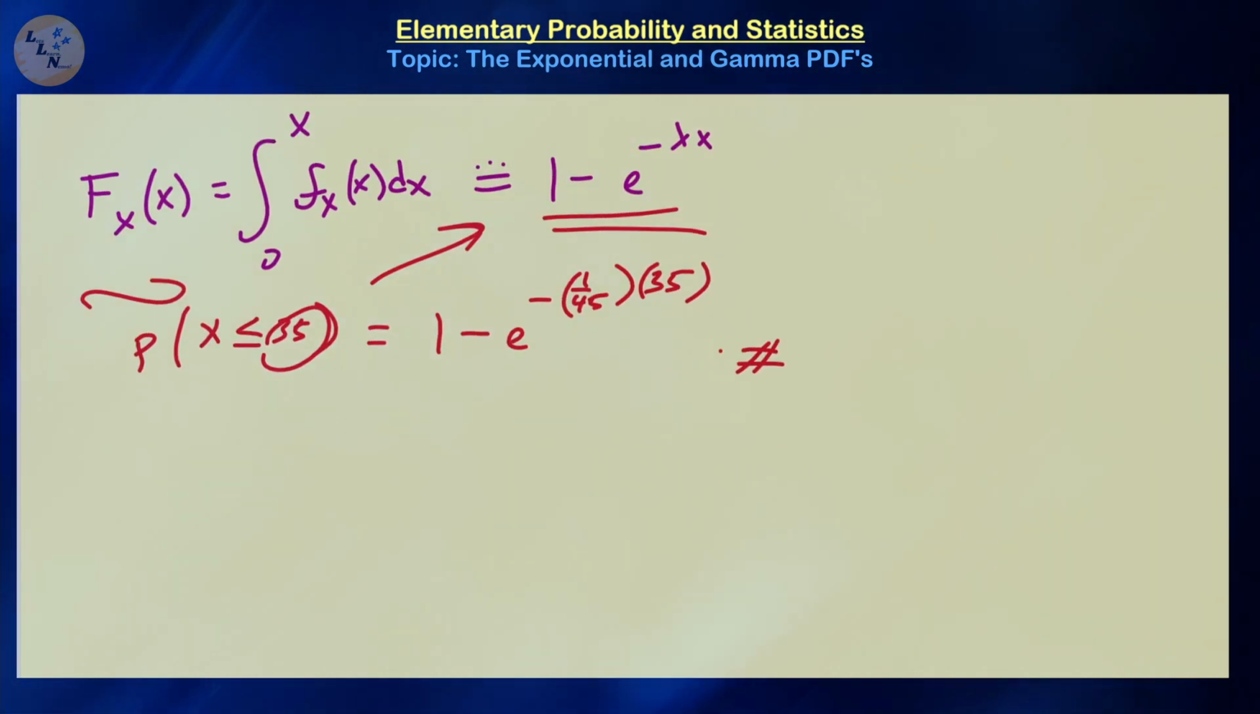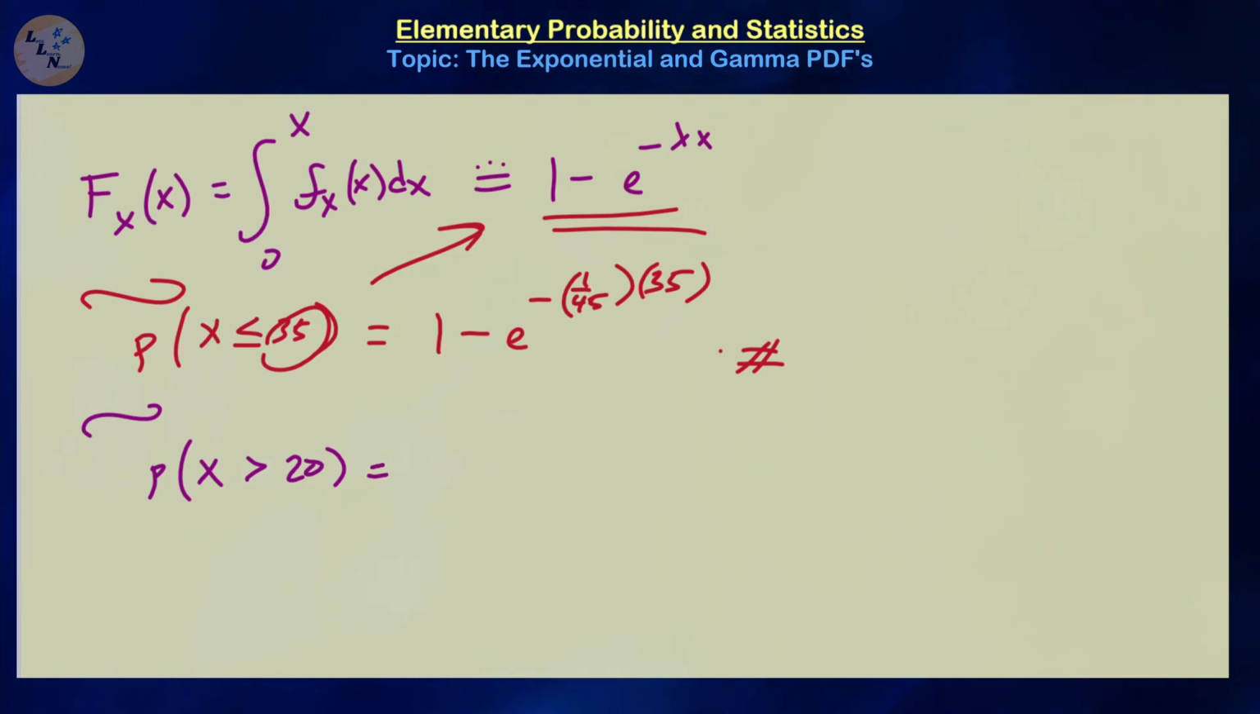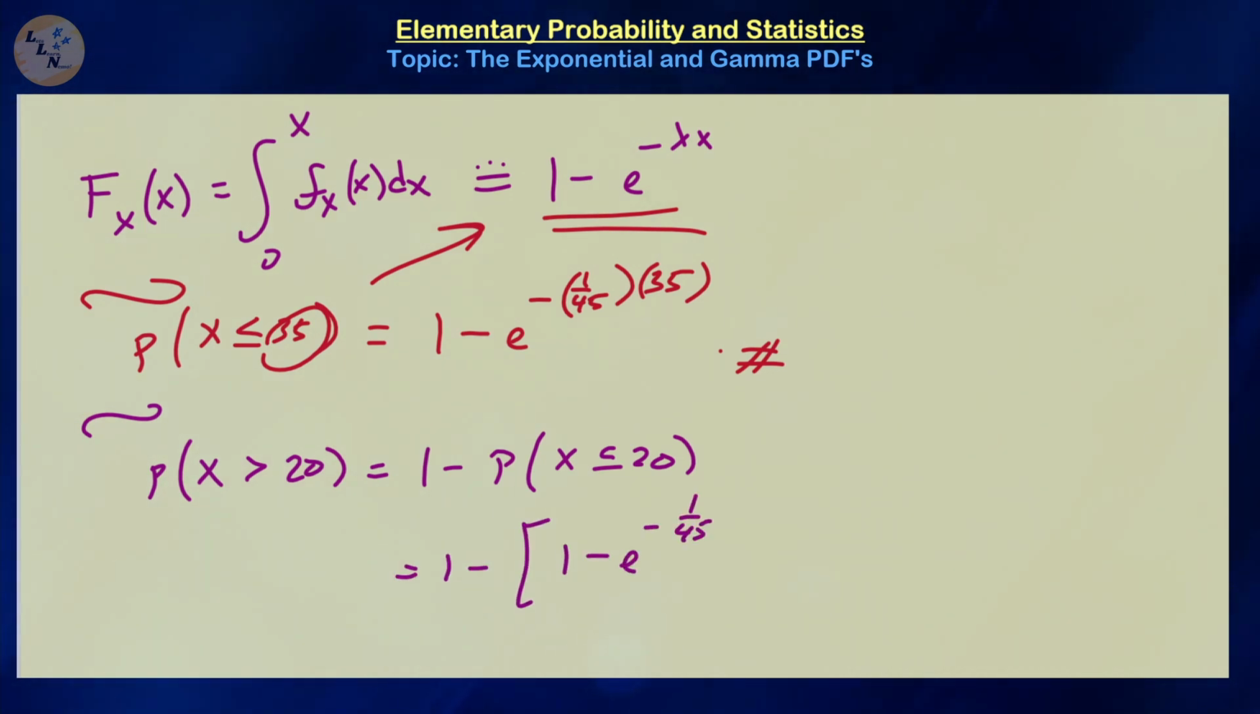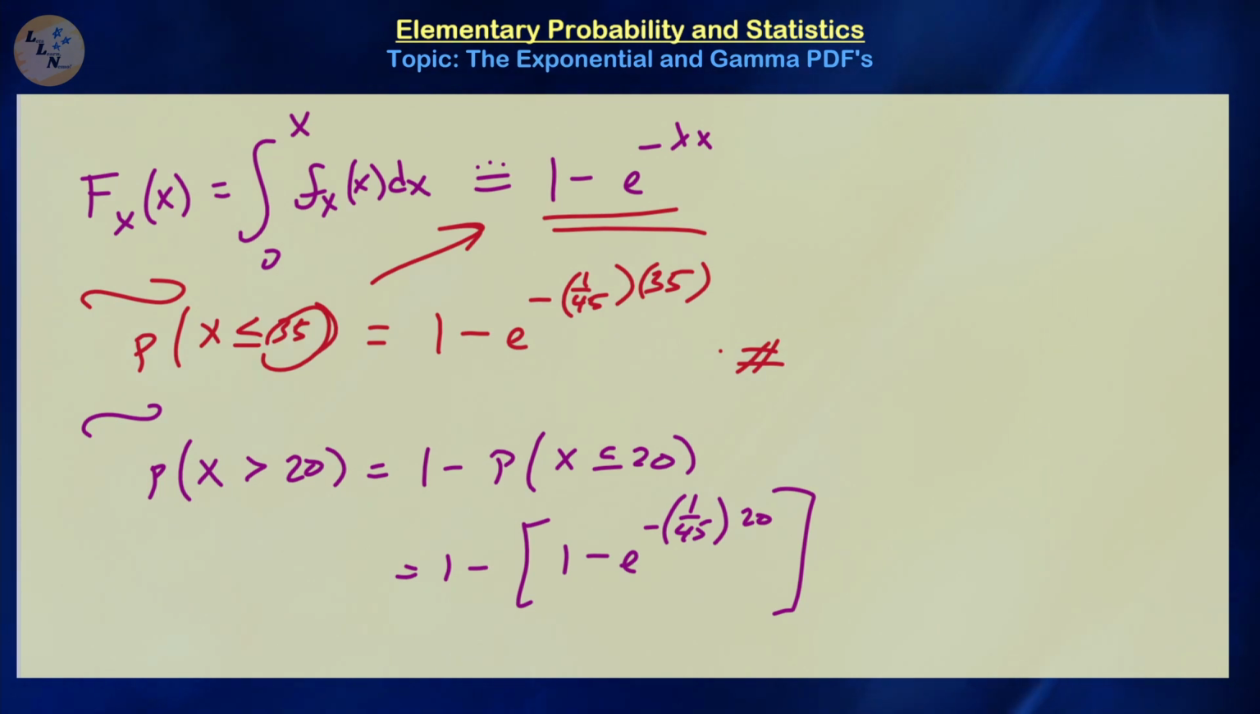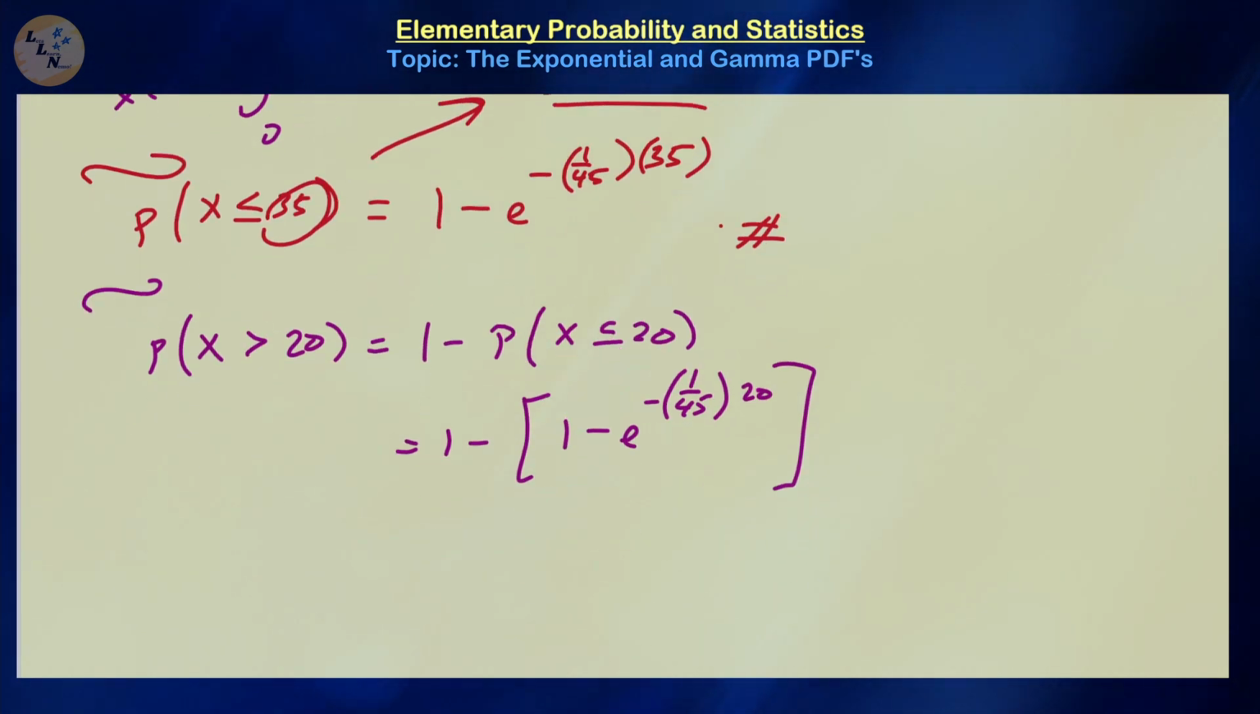But what about the other direction? So if you have the probability that x is greater than, say, 20 minutes, so that's 1 minus the probability that x is less than or equal to 20. So that's going to be equal to 1 minus e to the minus 1 over 45 to the power of 20, right? And then we can cancel some stuff there and we can get an answer if we really want to.